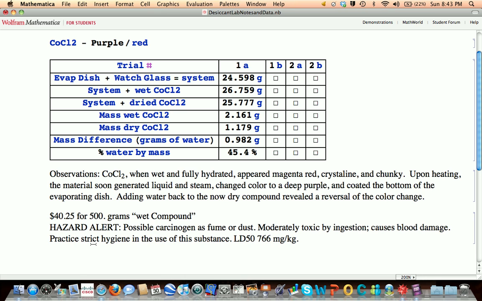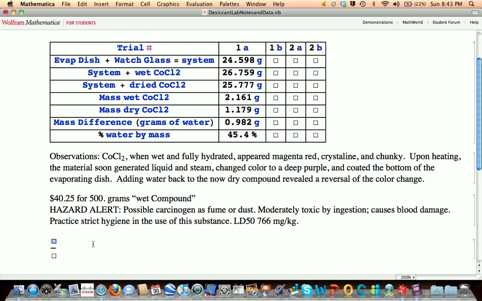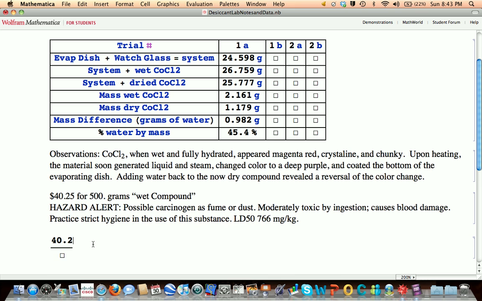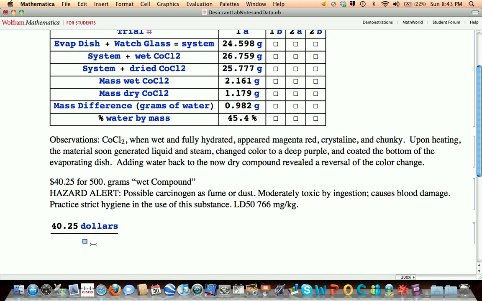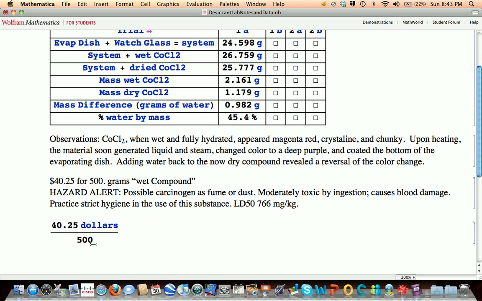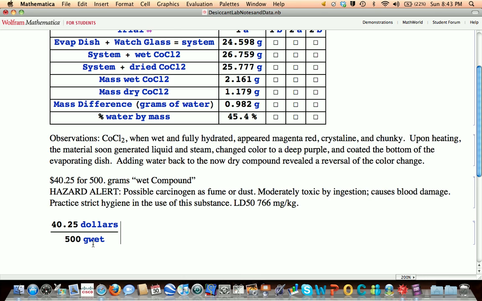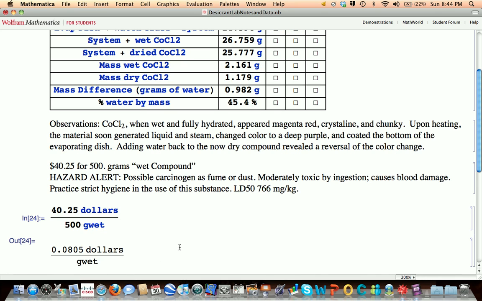Okay. So I'm going to put this down. I know that it's going to cost me, I think it said, $40.25 for 500 grams, right? So I'm tempted to say that that's my cost. It's going to cost me about 8 cents per gram of compound. But you'll remember that the 500 grams are full of water and not a desiccant.